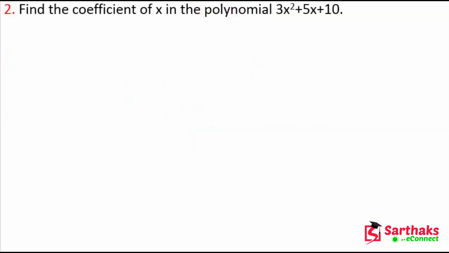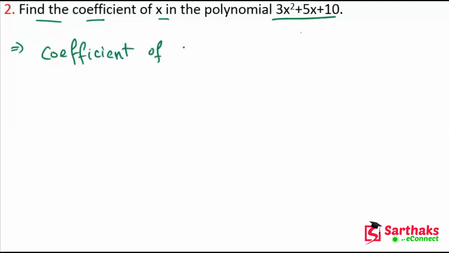The next question is, my dear friends, find the coefficient of x in the polynomial 3x square plus 5x plus 10. We have to find the coefficient of x. So we can say that the coefficient of x is 5, because 5 is associated with the x. This is a numerical value.